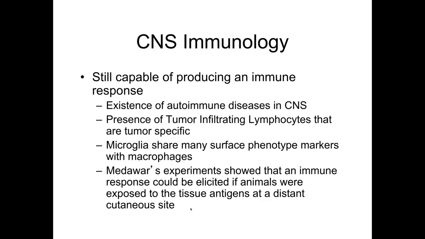However, we know today that the brain and the spinal cord can actually generate a very vigorous immune response. And we've seen people with autoimmune diseases like multiple sclerosis. We actually see in patients with cancers in the brain, like glioblastoma, that there are lymphocytes, you know, T cells, that infiltrate into the tumor.